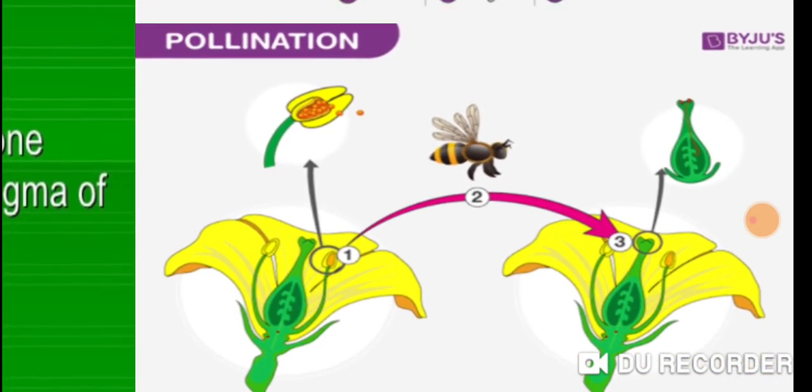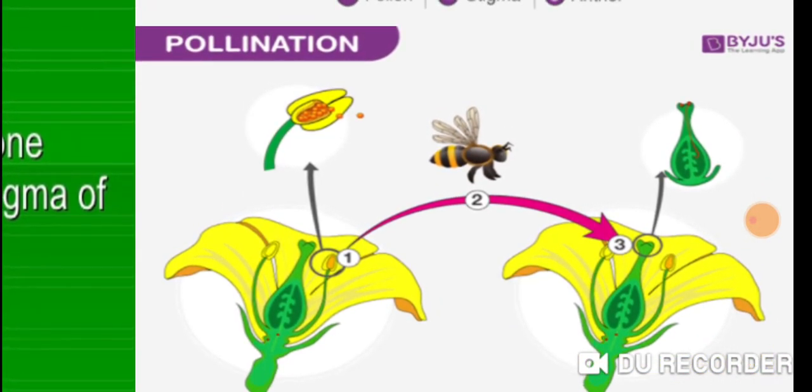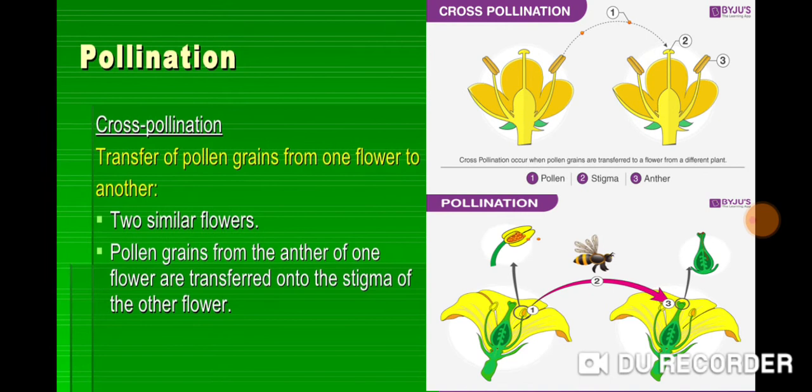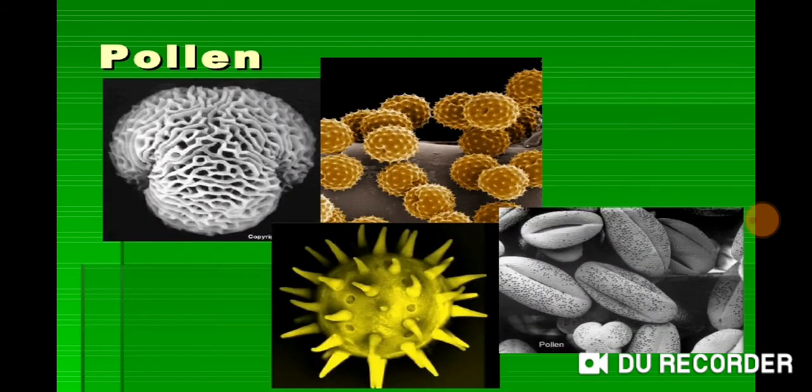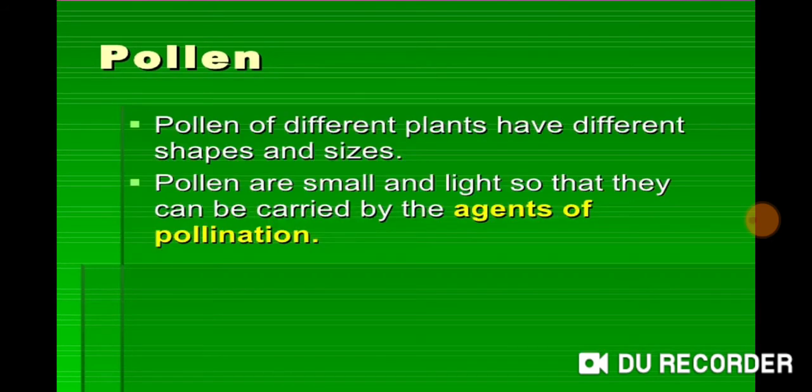And how does this cross-pollination take place? With the help of certain agents. What are the agents of pollination? Between two similar flowers and two different flowers, two flowers of the same plant and two flowers of different plants. So we are studying the agents of pollination.